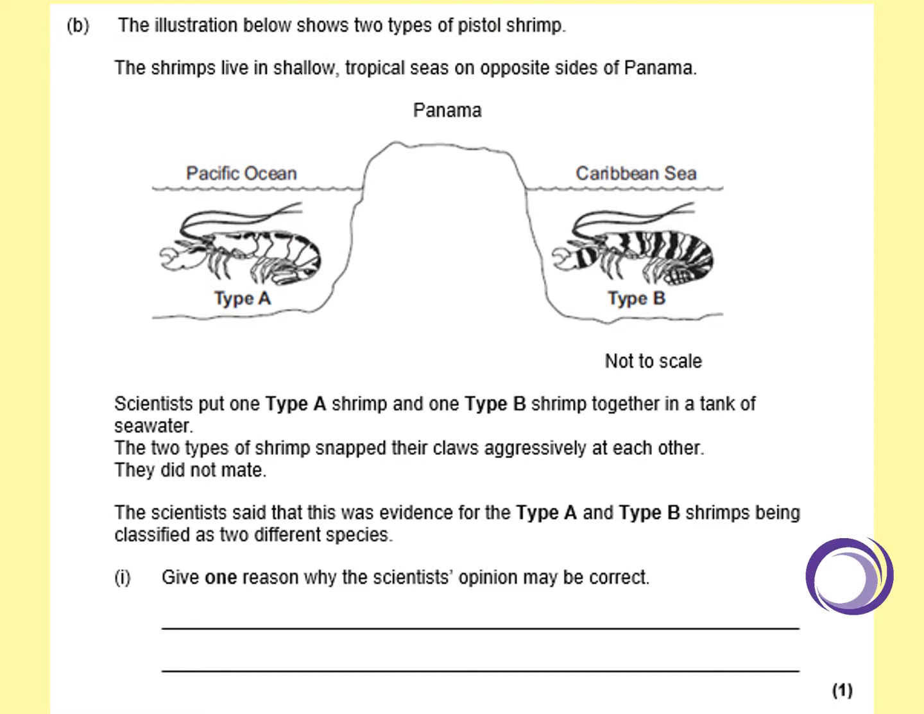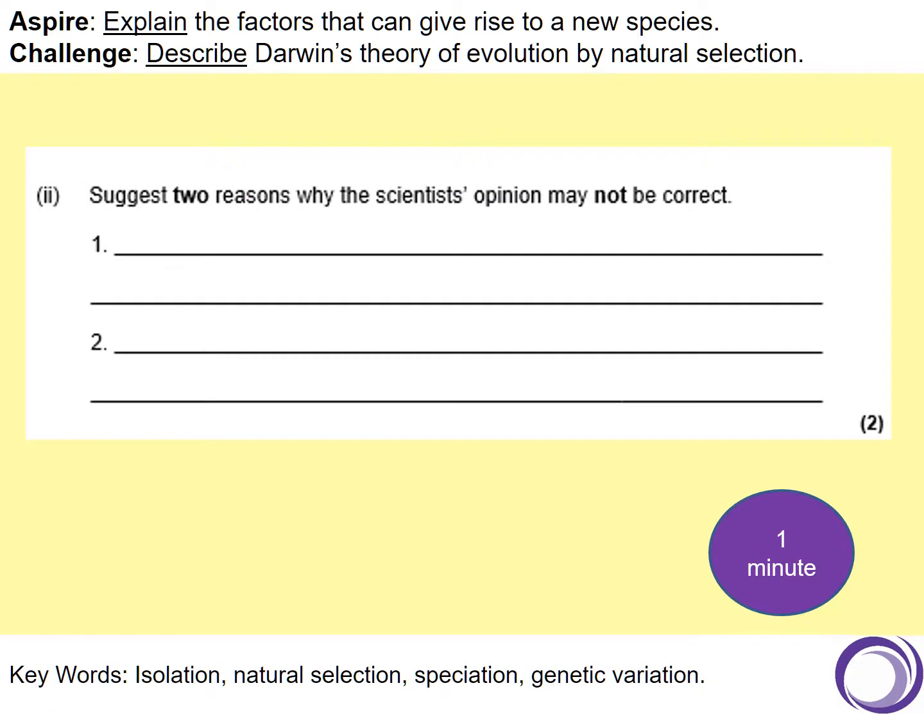So what did you come up with? The only evidence you have been given is that shrimp A and B did not mate. So the scientist is saying they may be classed as two different species. The evidence for that is because they did not mate. So, suggest 2 reasons why the scientist's opinion may not be correct. I'm going to give you 1 minute again.